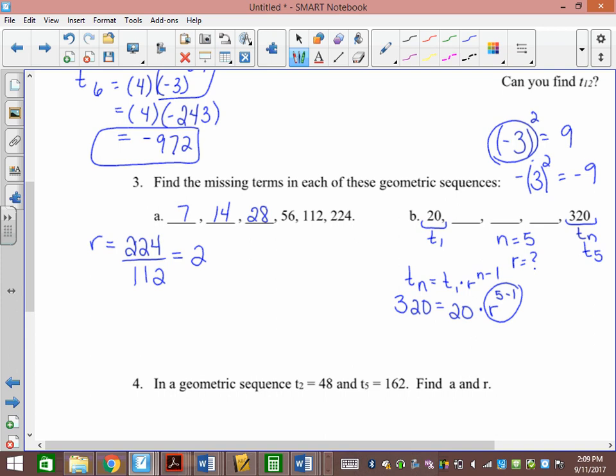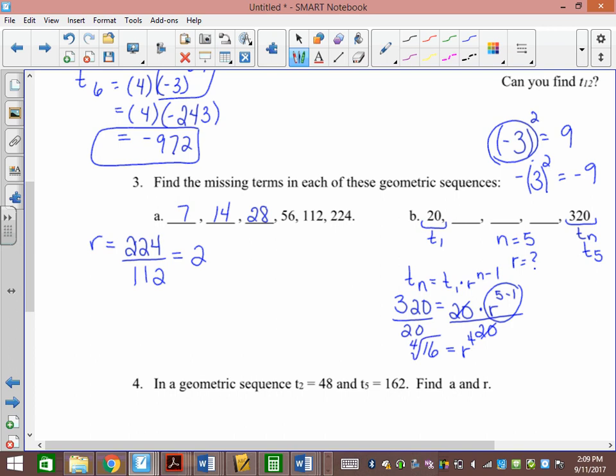So the very first thing we're going to have to do is divide that 20 over. So we divide by 20. What's 320 divided by 20? 16? So 16 equals R to the 4. How do we get rid of that exponent of 4? If it was squared, we'd square root it. So if it was 4, we're going to fourth root it.